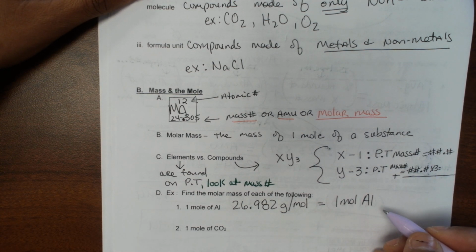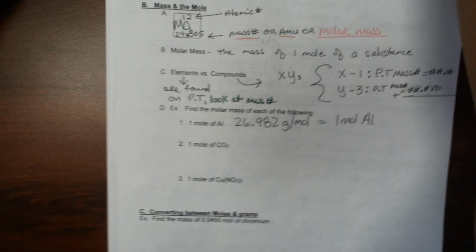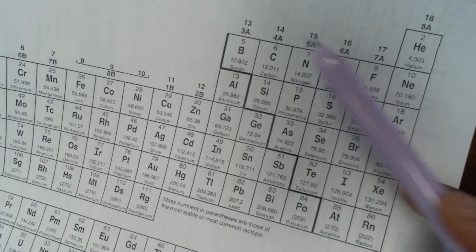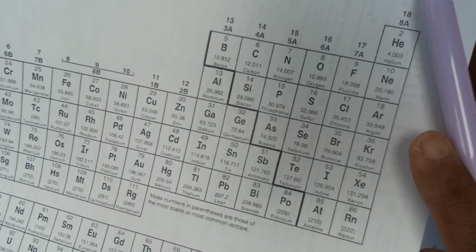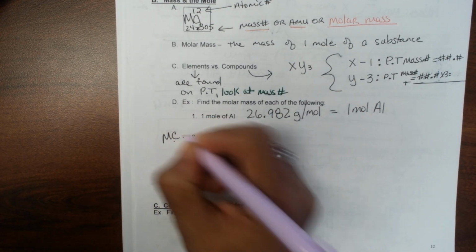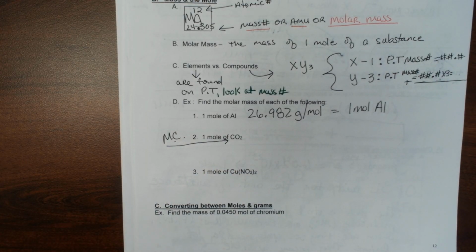Okay? Let's do it again, though. We're going to do it for carbon dioxide. I'm going to pause real quick. Here's carbon and here's oxygen. They are both on this side of the stair steps, which means that they are going to be a molecule right here because they're both nonmetals. So let's add it all up together.